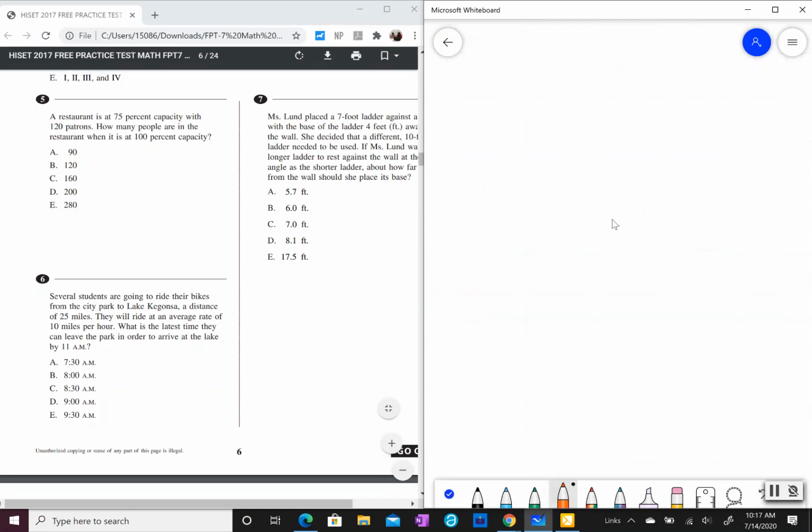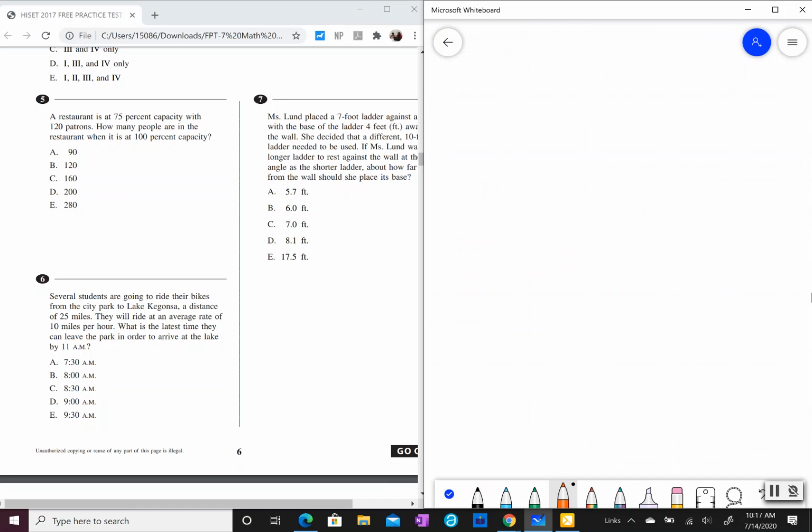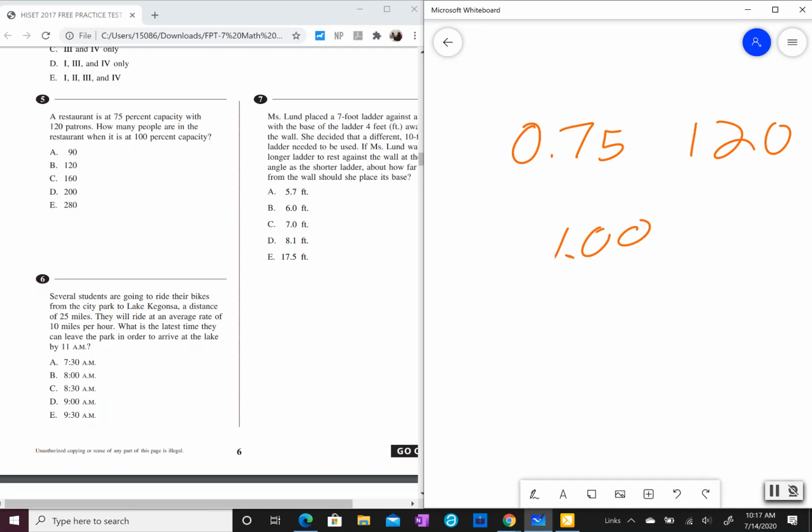Even with that, I might just put the information on the page somehow. So 75%, if I were to represent that as a decimal, it would be 0.75, and that goes along with the 120, and then I need 100%, and so that would be 1 whole, right? And then that's the information that I don't know. And so now maybe even just by writing those out on the page, I might have some clue as to how to figure that out.